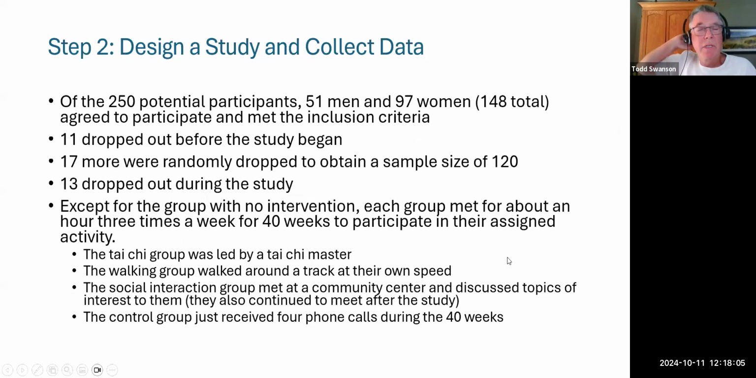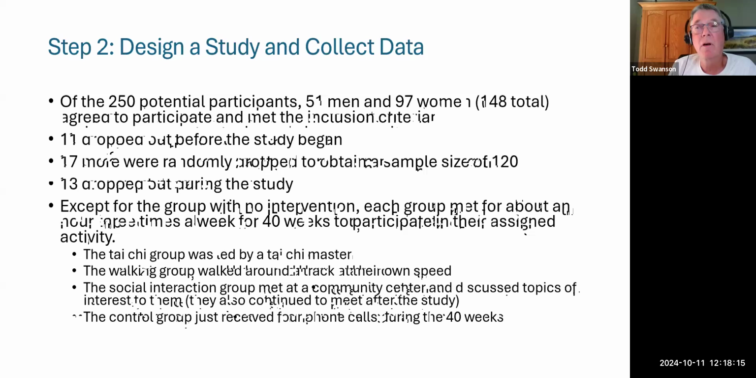So of those 250 participants, only 51 men, remember they started with 125 men. So 51 men and 97 women agreed to participate and met all those criteria. 11 dropped out before the study began. And then 17 were randomly dropped out. So they had this sample size of 120. So they're going to put 30 in each group.